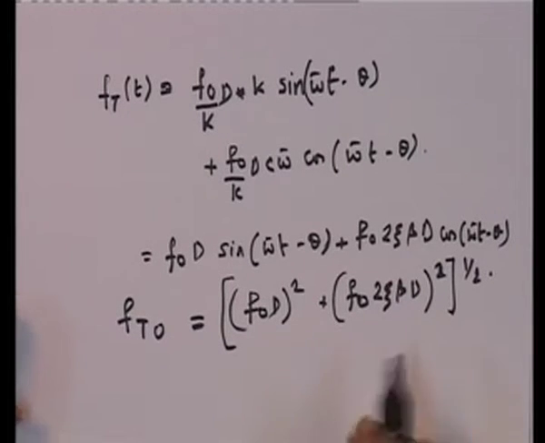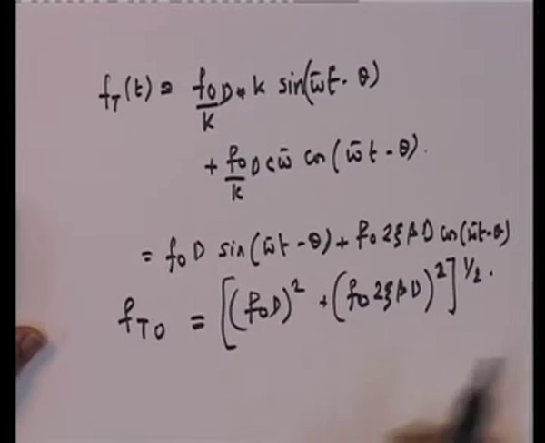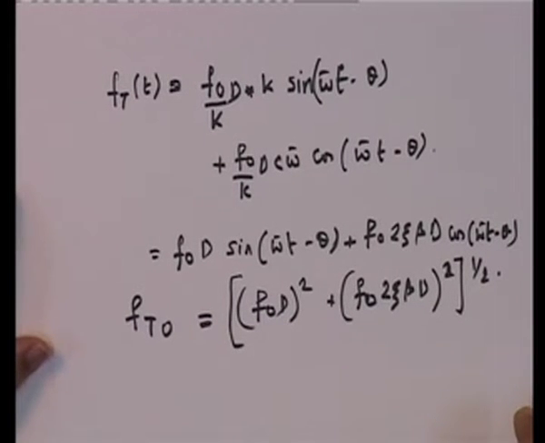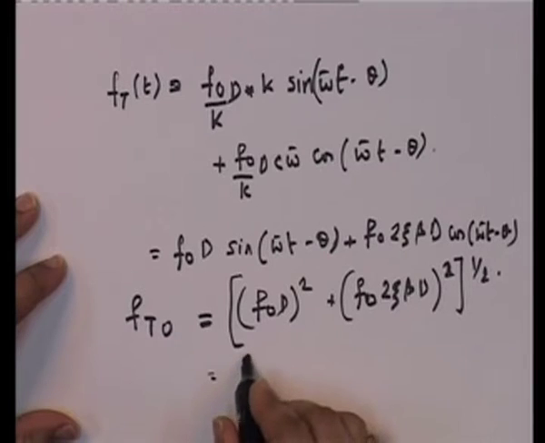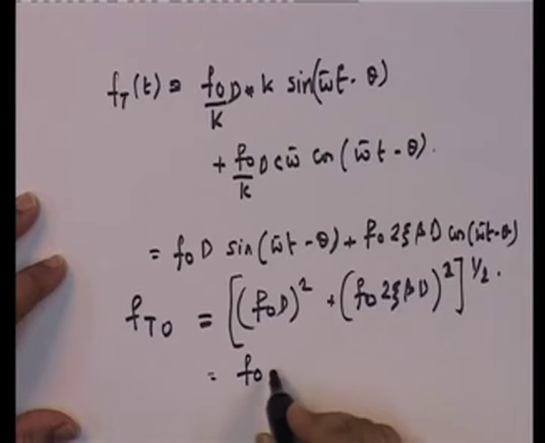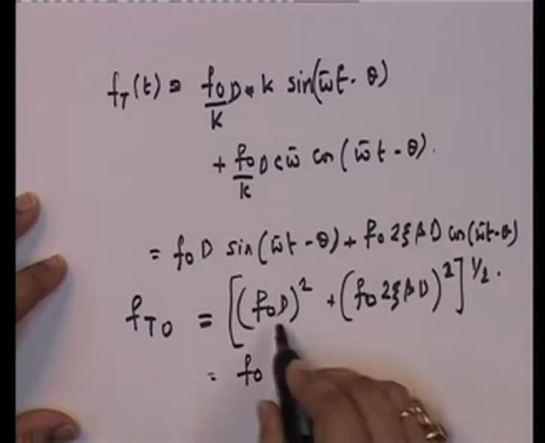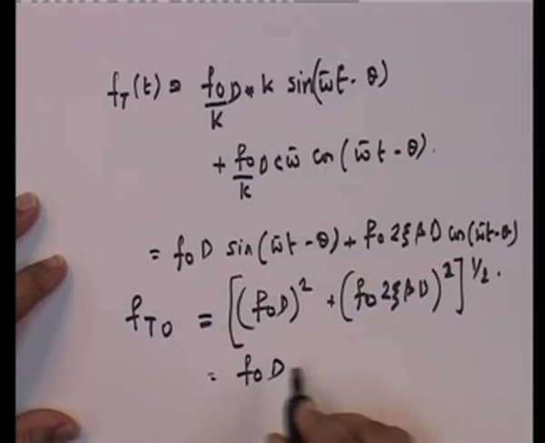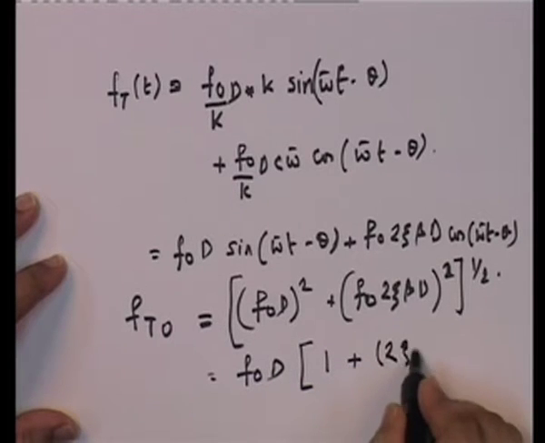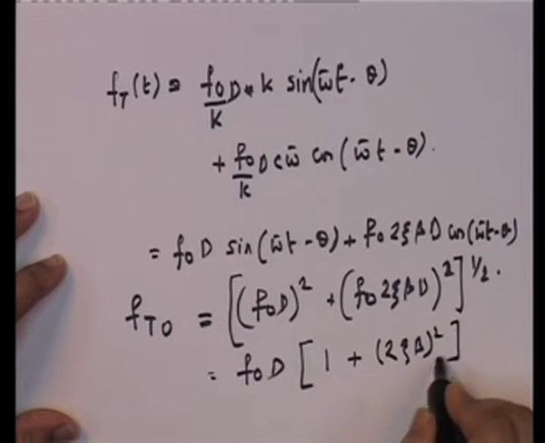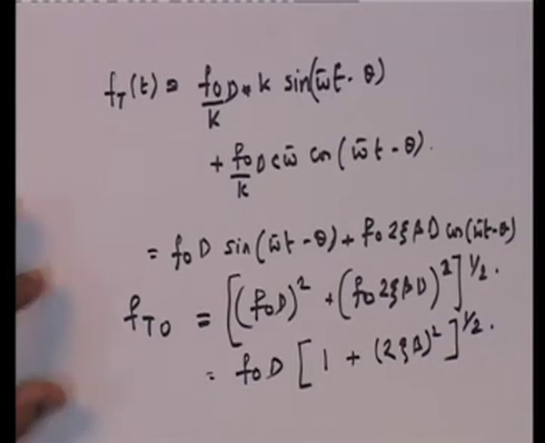I am only interested in the amplitude, because the time variation is not of importance to me. I am interested in this thing. If I rewrite this, it becomes essentially equal to f naught, and the d squared term goes out. So this becomes d inside, and the inside basically becomes 1 plus 2 xi beta, half.